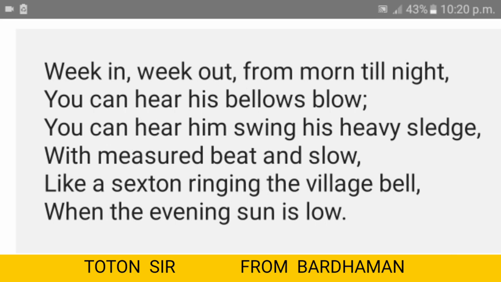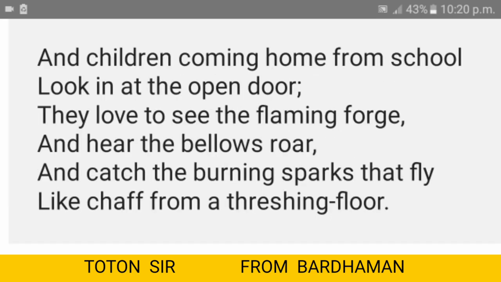In the fourth stanza, let me recite the fourth stanza of the poem. And children coming home from school look in at the open door. They love to see the flaming forge and hear the bellows roar and catch the burning sparks that fly like chaff from a threshing floor.